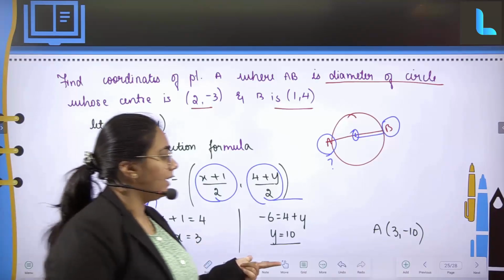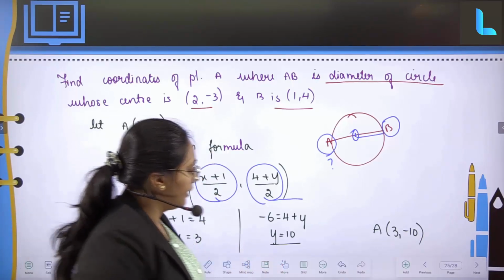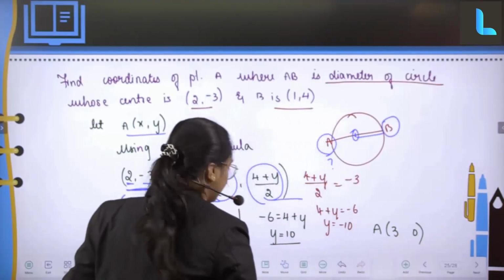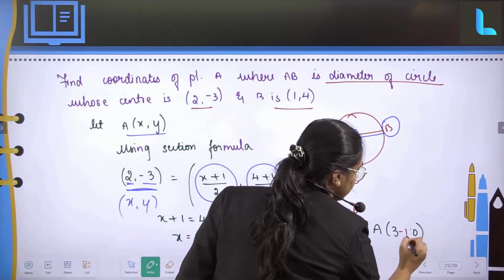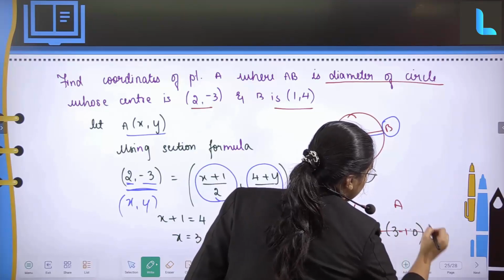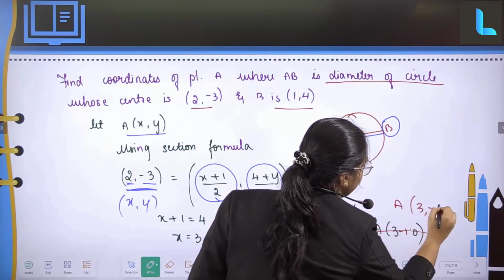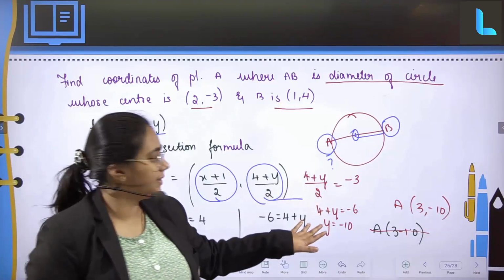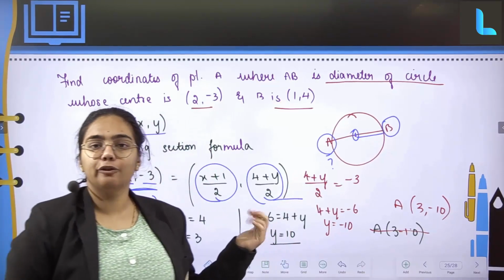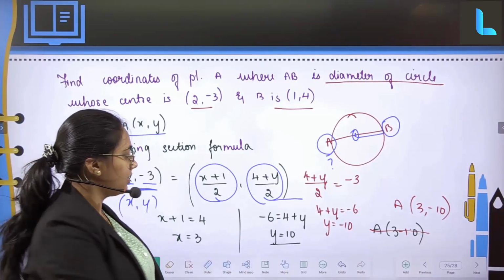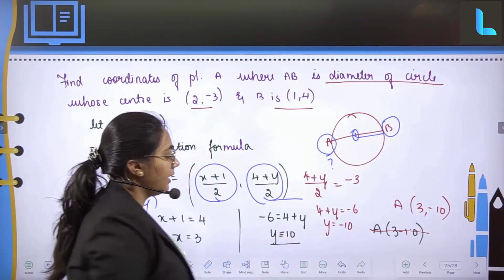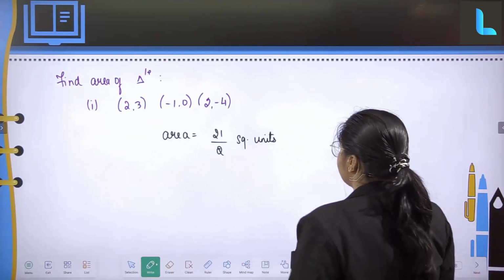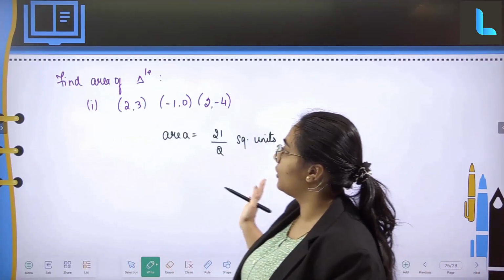You had to find out the value. So when you solve for this, it was correct that you will be getting minus 10. So A, the coordinates of the point, is going to be 3 comma minus 10. 4 plus y is equal to minus 3. When you cross multiply, 4 plus y is equal to minus 6. So when you consider this, the negative y is equal to negative 10. Clear?